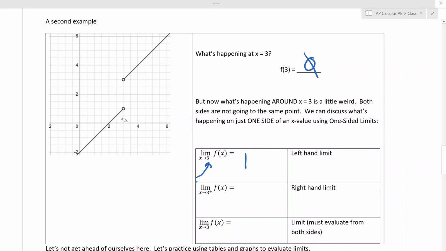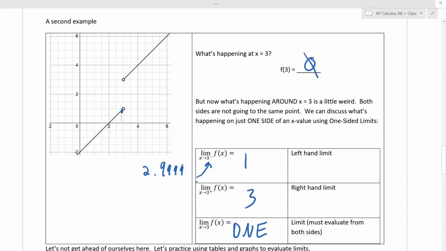So you can think of it like this. I want to plug in values like 2.9999. That's like right here. If you go up there, where's it getting close to? 1. Make sense? That's the left side. The right side is headed towards 3. Because the limit is not the same on both sides, there is no limit at 3, because they're not going to the same place. And the notation for that is, this limit does not exist, DNE.